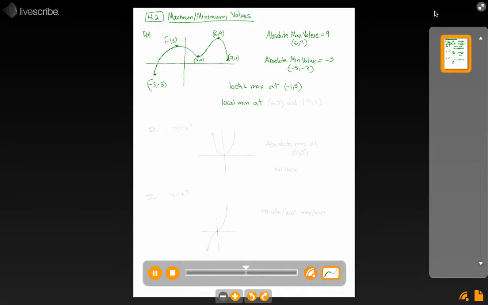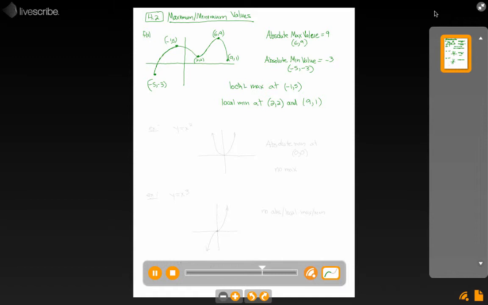The point 6, 9 is a local max, but since we've already listed it as an absolute max, we don't really need to list it here. Local minimum, we have a few actually. We've already listed the absolute min, so we won't say it again, but we also have the point 2, 2, which is lower than all the points around it, and we also have the point 9, 1, which is lower than all values of the function around it. So you'll be asked in this section to find absolute or local min-max values for functions.